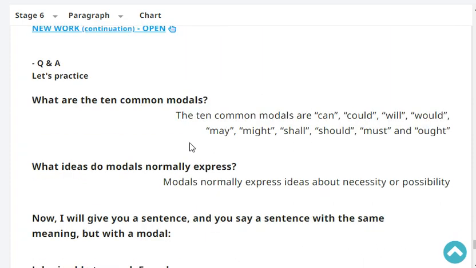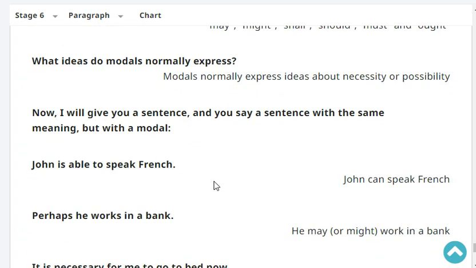Okay. Next, what are the 10 common modals? The 10 common modals are can, could, will, would, may, might, shall, should, must, and ought. What ideas do modals normally express? Modals normally express ideas about necessity or possibility. Very good.